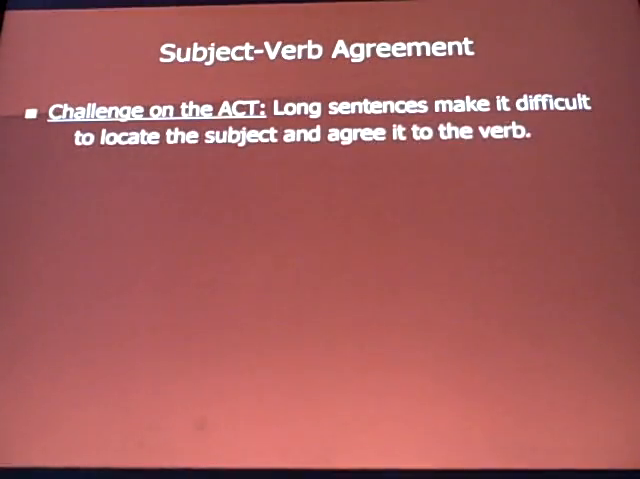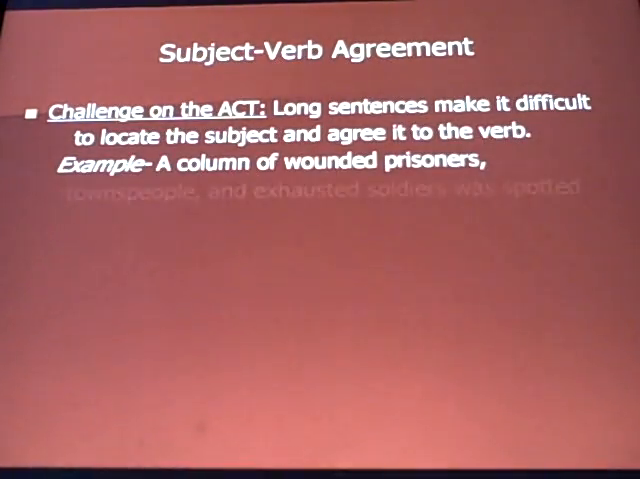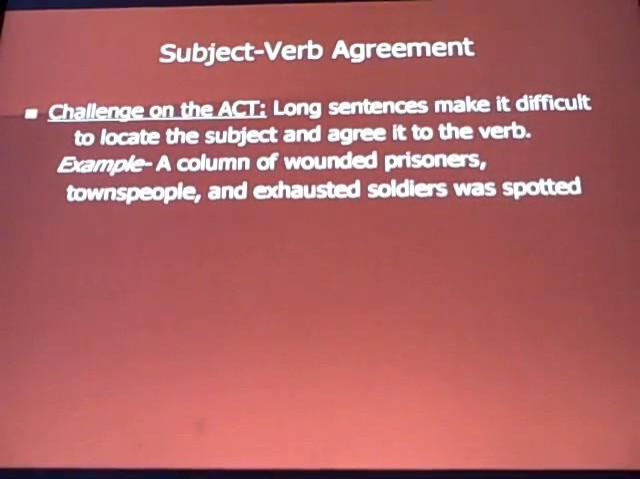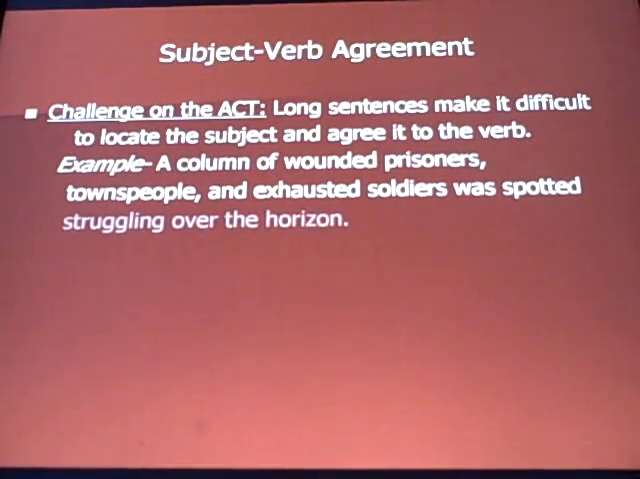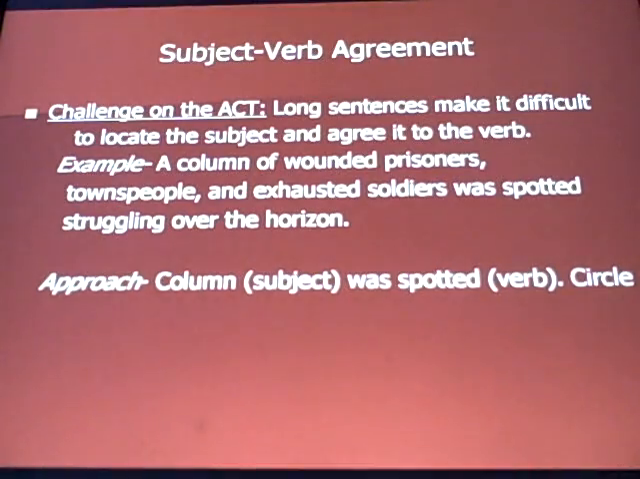Subject-verb agreement. I've mentioned on prior lectures here that long sentences make it difficult to locate the subject and agree it to the verb on the ACT exam. They're hoping that you'll get confused on long sections. Here's an example. A column of wounded prisoners, townspeople, and exhausted soldiers was spotted struggling over the horizon. Hopefully, you connected the subject, which is the word column, with spotted, which was the verb.